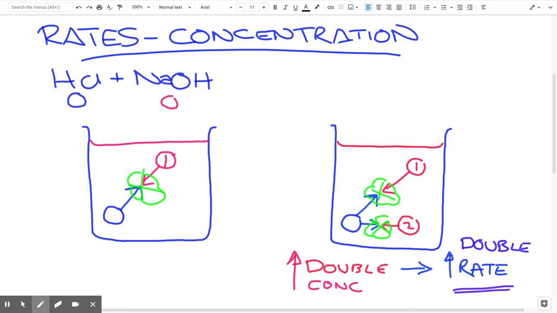And in the next example, we'll go on to look at how temperature can affect the rate of reaction as well. And then we'll look at collision theory, and then we'll start to introduce something else called activation energy, which will again underpin the previous two examples as well.